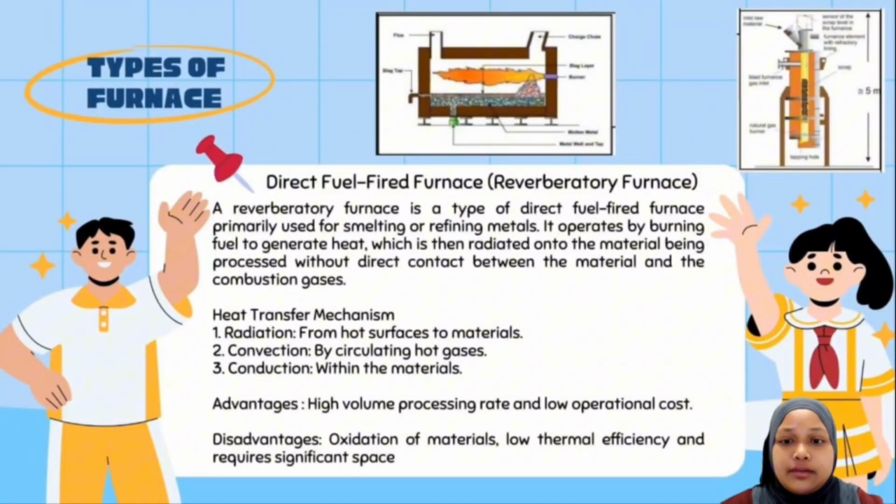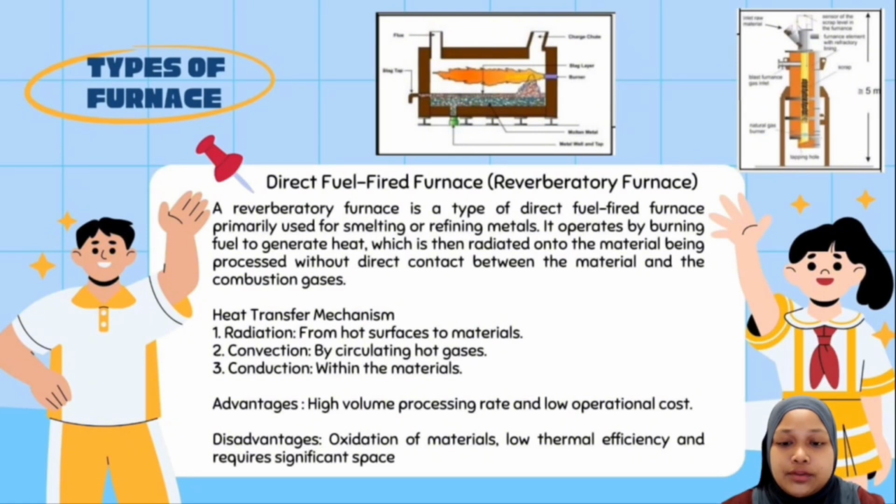Next is the direct fuel fired furnace, or reverberatory furnace. A reverberatory furnace is a type of direct fuel fired furnace primarily used for smelting or refining metal. It operates by burning fuel to generate heat, which is then radiated into the material being processed without direct contact between the material and the combustion gases.